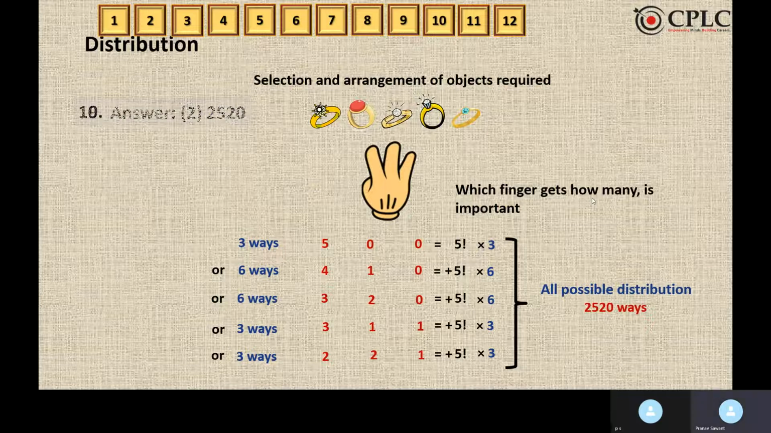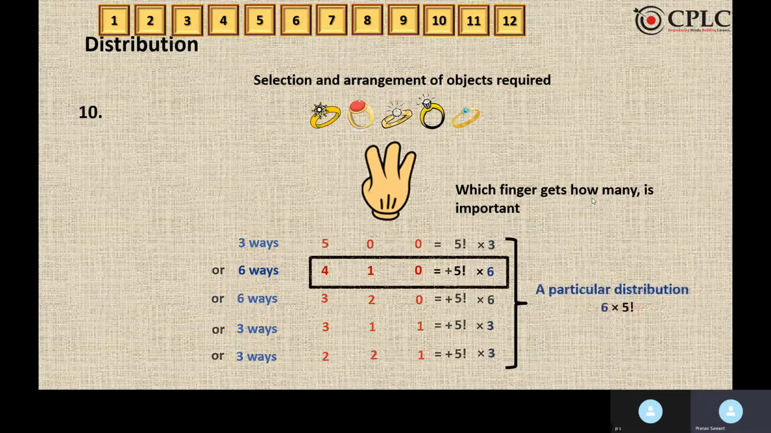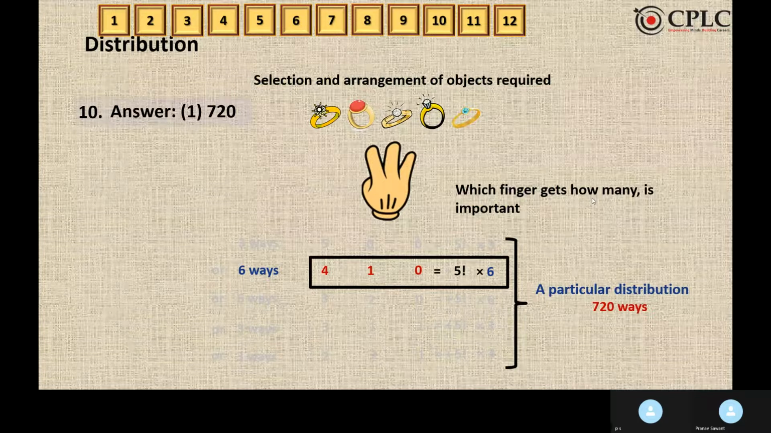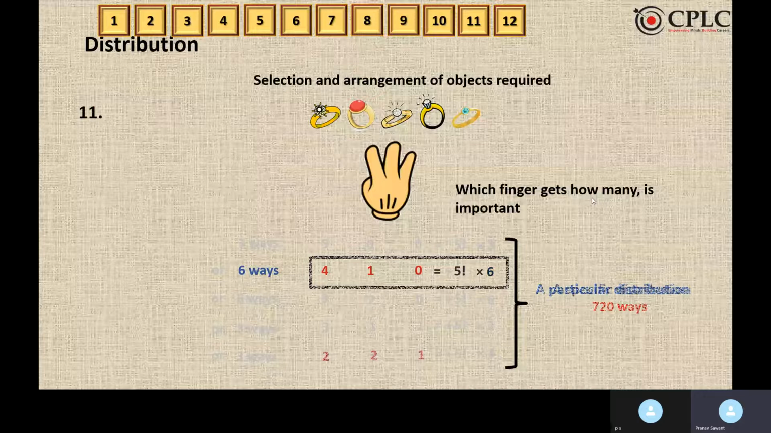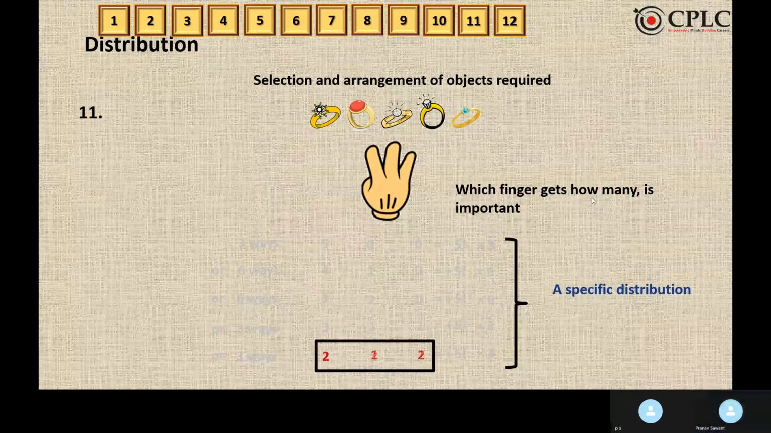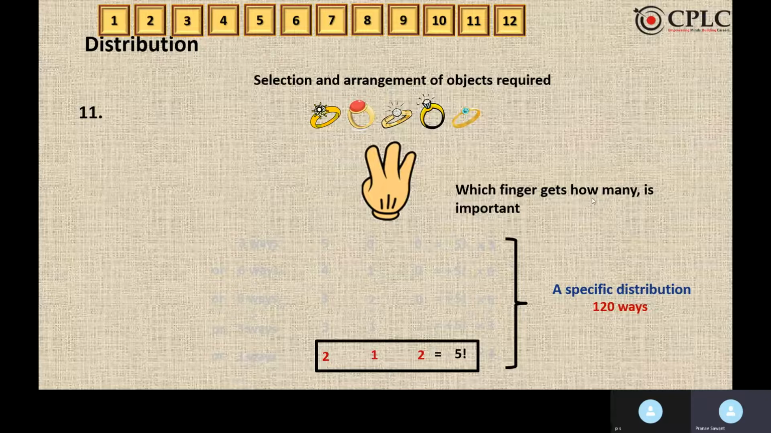Moving to the next question, that is the 10th one. The 10th one is a particular distribution. So just 6 ways and 5 factorial. 6 into 5 factorial, that is 720 ways, is the answer to the 10th one, which is option 1. Now the 11th question was a specific distribution. So we just have to focus on the last part, that is 2, 1, 2. That is equal to 5 factorial, which is 120 ways. So 120 ways, which is option 1, is the final answer.